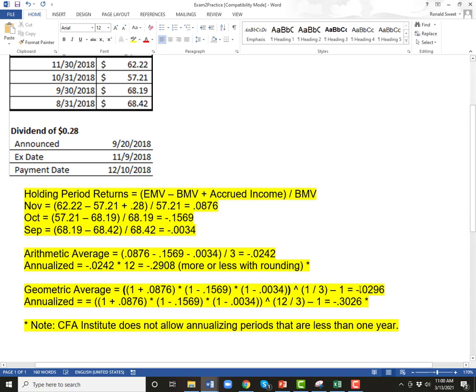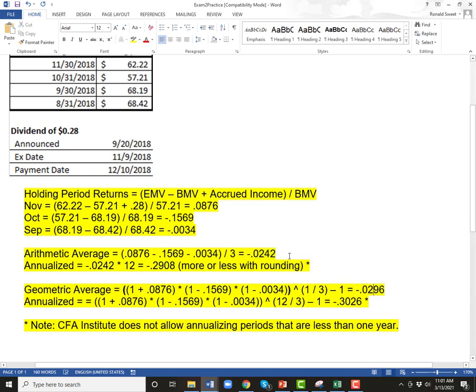And that gives you a return of negative 0.0296. And the geometric average will always be lower than the arithmetic average on a monthly basis, not on the annualized basis. So you notice that negative 0.0296 versus negative 0.2096. It's lower. Now if these are positive numbers, if this was positive 2.42, this would be like positive 2.32.